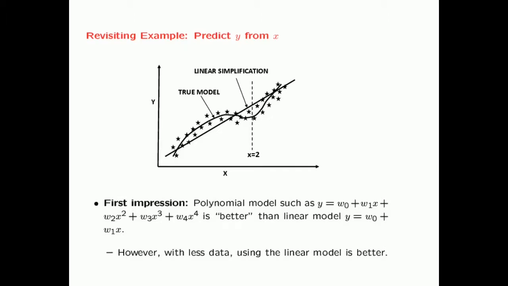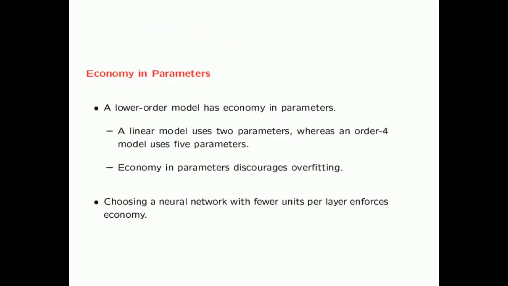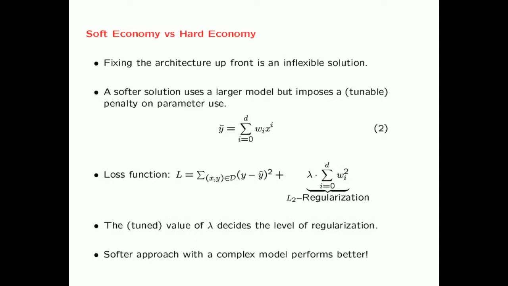So what does this really mean in terms of economy in parameters? As you will note, the linear model uses only two parameters, w0 and w1, whereas the polynomial model uses 5 parameters. What this means is that a lower order model has economy in parameters. And economy in parameters generally discourages overfitting. One way in which one could have economy in parameters in the case of neural networks is to choose a neural network with fewer units per layer. Doing so enforces economy and reduces the level of overfitting.